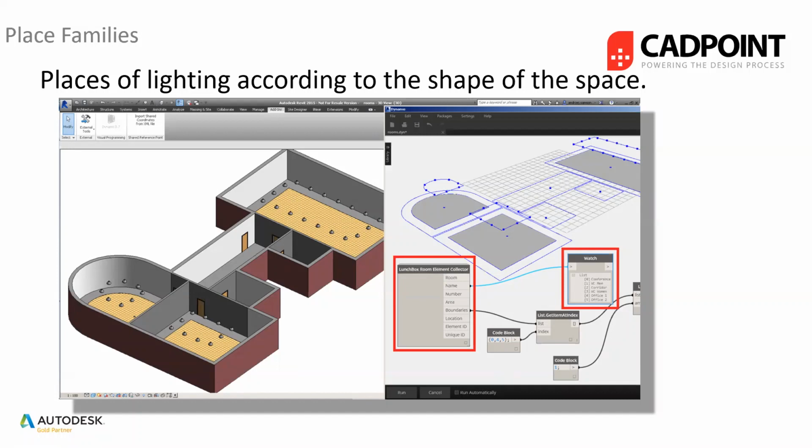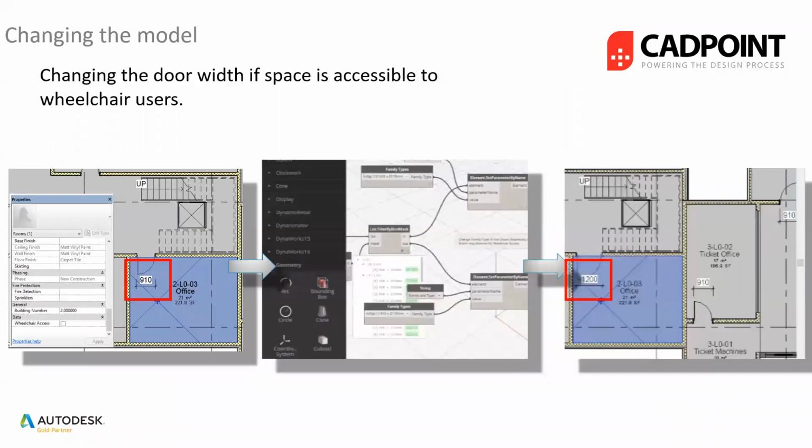So just to think of the flexibility of it as well, it's not strictly only the examples you might see on the screen that you can apply it to. Here's another example, being able to change the door width if a space is accessible to wheelchair users. On the left-hand side, we can see we have a room tag placed, and in that room tag, we've got a custom parameter down the bottom called wheelchair access.